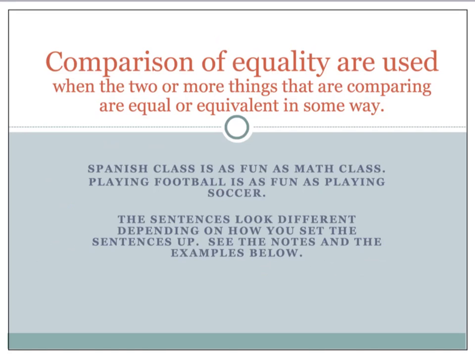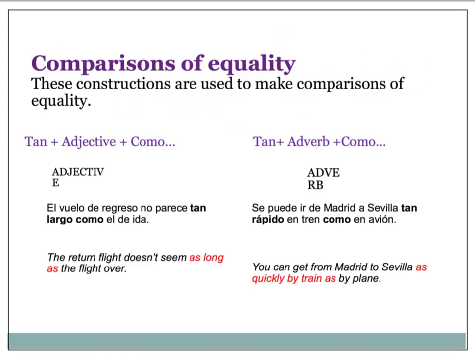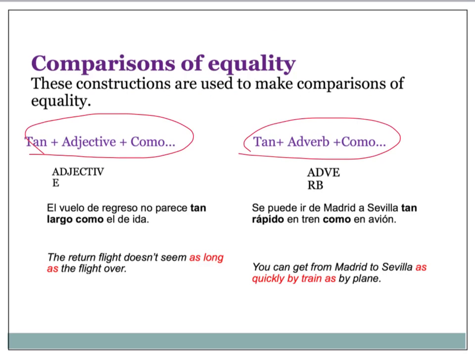So moving on, we use comparisons of equality when two things are equal or equivalent. So we can say things like Spanish class is as fun as math class. Playing football is as fun as playing soccer. We think that the things are equal to each other. All right, so the sentences can look different depending on how you set them up. See the notes below. For comparisons of equality, we use tan como. So notice that we can put an adjective in the middle or an adverb. So adjective like tan largo, as long as, or tan rápido, which is an adverb.